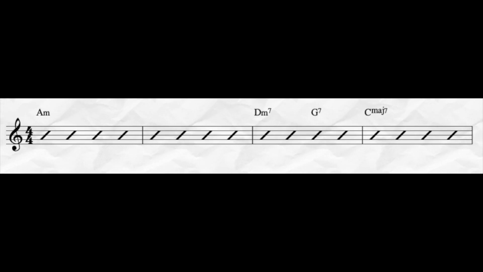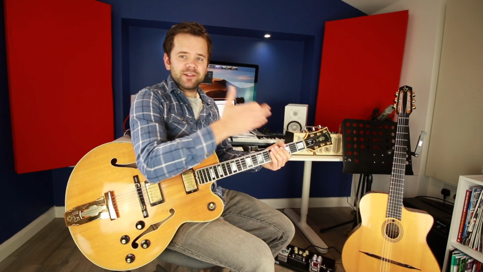So we go A minor, that could be 2 bars, say, that's the key. But then we go D minor 7, G7, C major 7. So we've gone to our major relative, if you like.